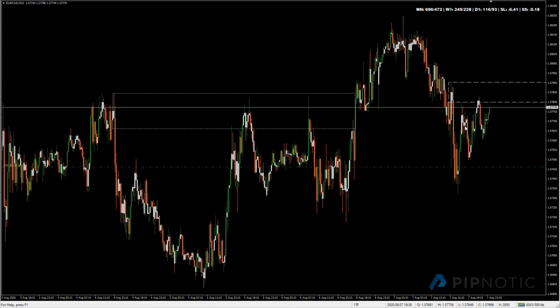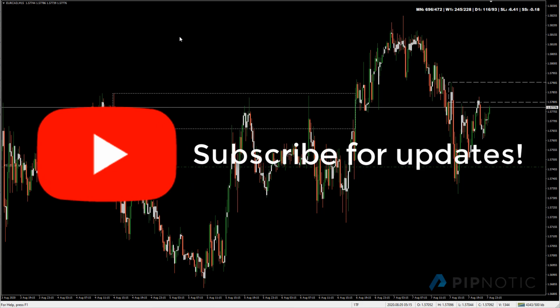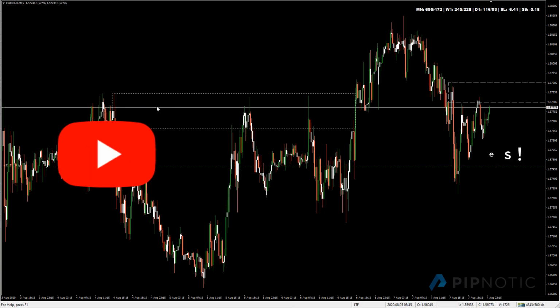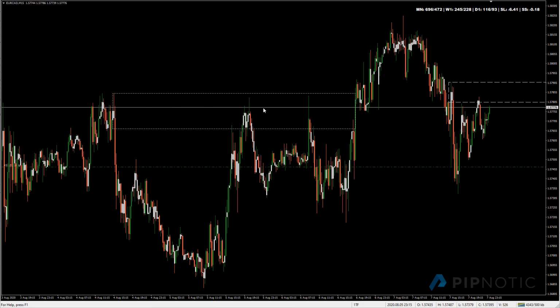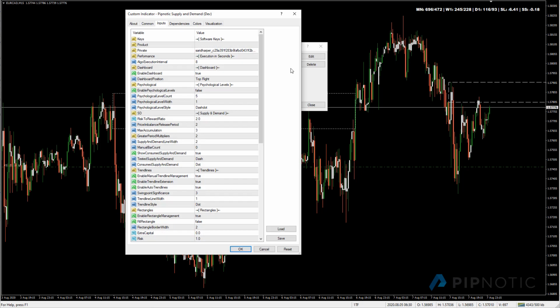give you a quick tip for the coming week. So we have the opportunity with the Pipnotic supply and demand software to specify areas of supply and demand that were qualified on not only the time frame that the chart is currently showing, but also time frames smaller and also bigger. So I'm just going to show you what that looks like in the configuration.